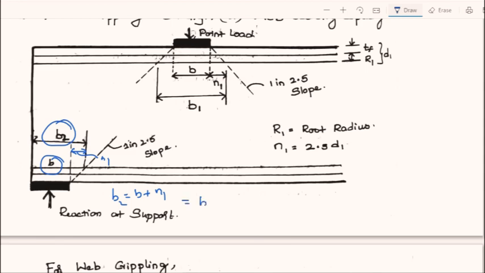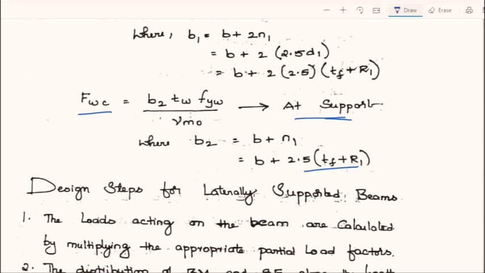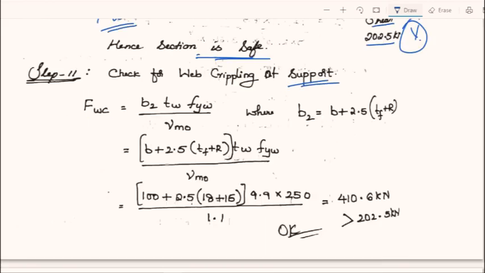And of course, we know that B plus N is equals to 2.5 times of TF plus R1. So simply put those values and calculate what is FWC. See, in terms of B, I have put that value. And on substitution, you are going to get FWC is equals to 410.6 kilonewton. That is, the web is going to have a strength of 410.6 kilonewton. Ante, this is the maximum amount of shear force that this web can take before crippling.